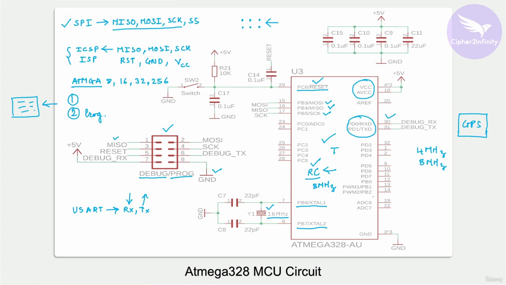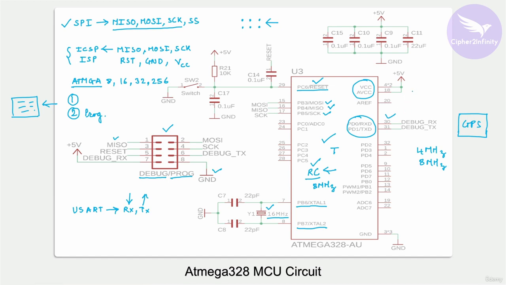So you can use a 4 megahertz crystal here. You can also use an 8 megahertz crystal. You can also use a 16 megahertz crystal. So it actually depends on the application with which you are dealing. And based on the application's requirement, you need to select the frequency of the crystal oscillator.